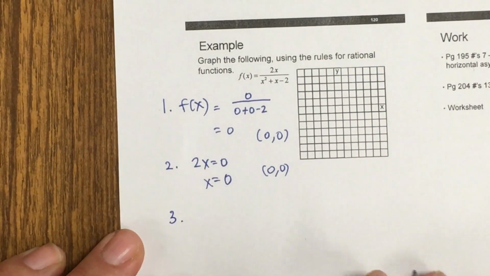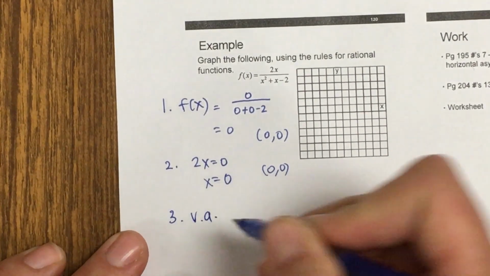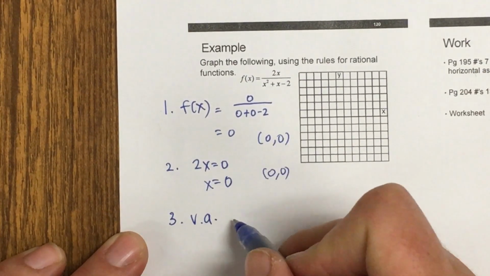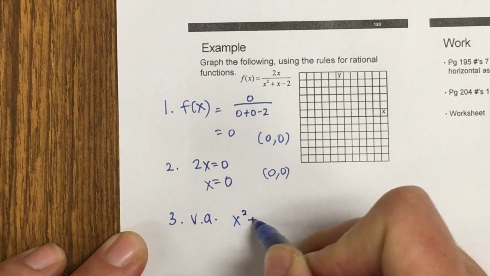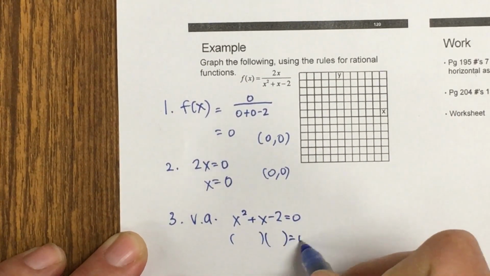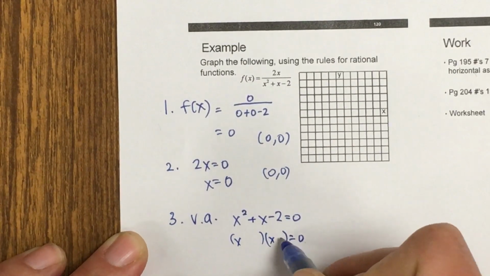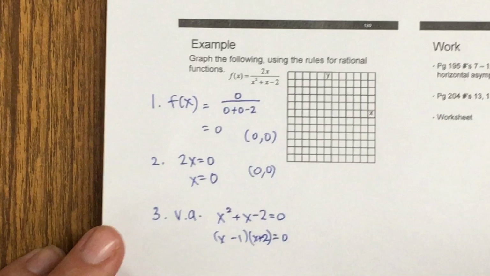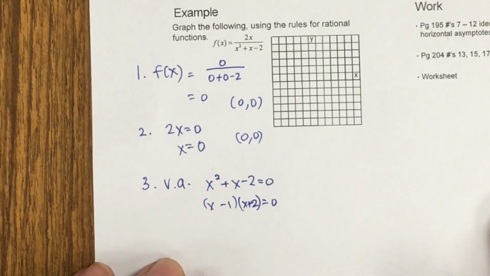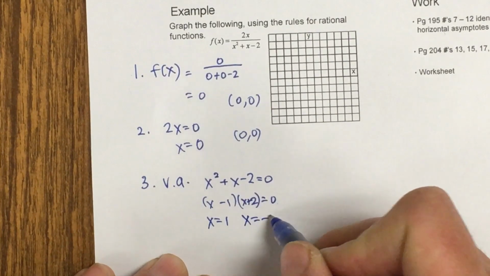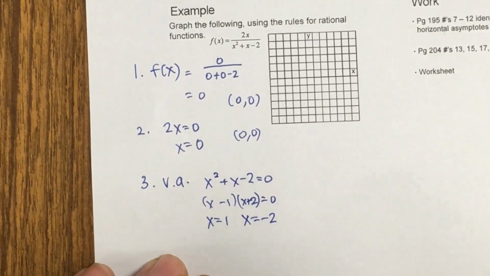So step 3 now is to find your vertical asymptotes. And to find vertical asymptotes, we're going to take our denominator. Now we care about the denominator, and we're going to set it equal to 0. We're going to factor like a mad dog, x and x, 2 and 1. I want this to be positive, and I want that to be negative, I think. So x equals 1, x equals negative 2. These are our two asymptotes.